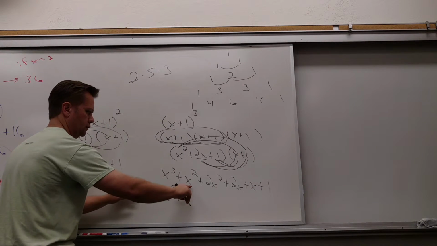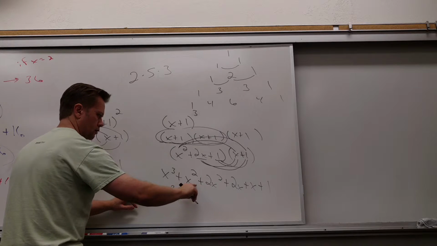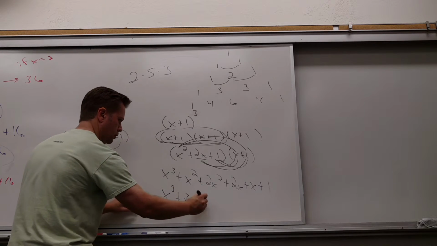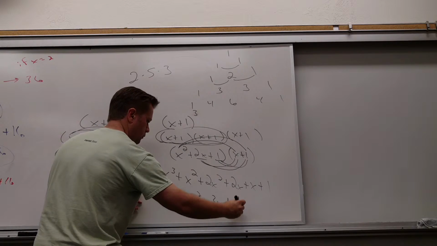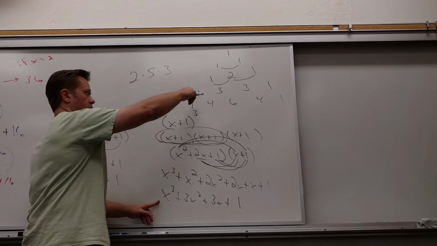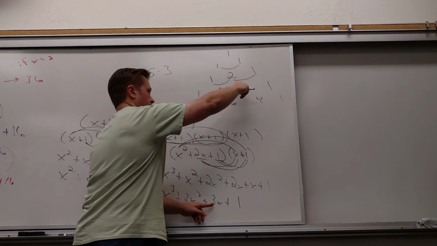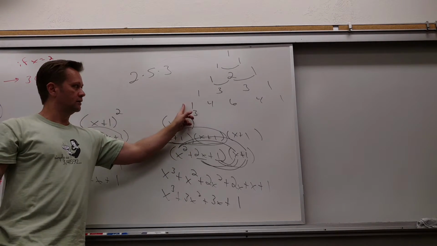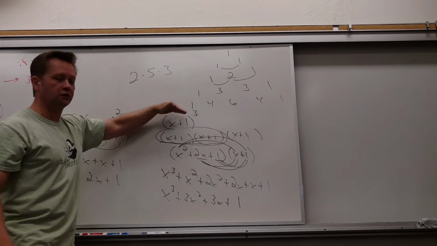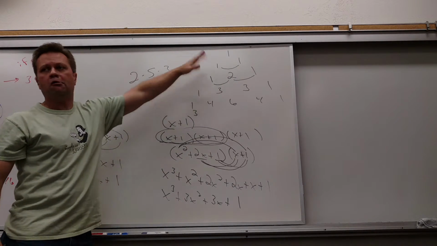X cubed plus 3x squared plus 3x plus 1. What are the coefficients? 1, 3, 3, 1. Holy shit. So if I did x plus 1 to the 4th power, those would be the coefficients there. 5th power, 6th power. That's the power of that.